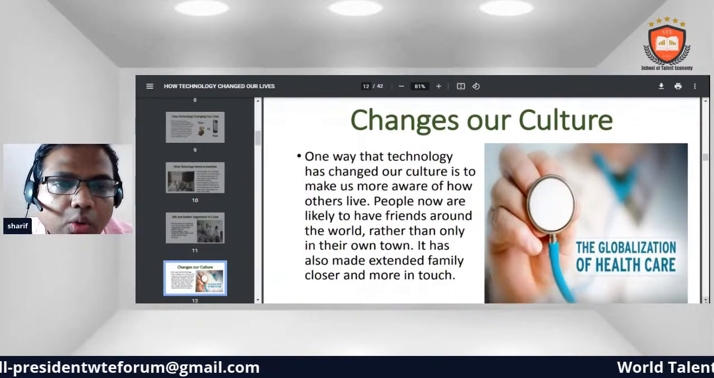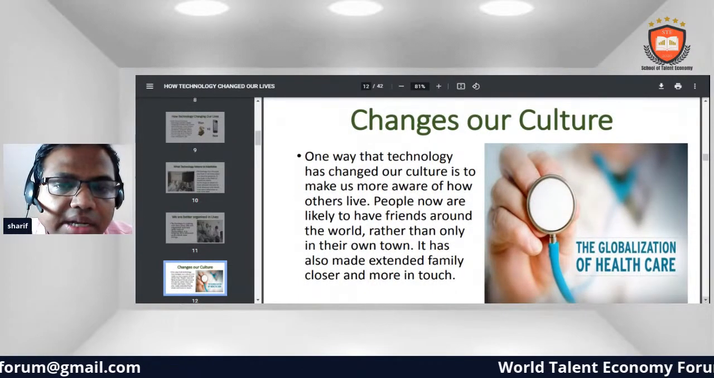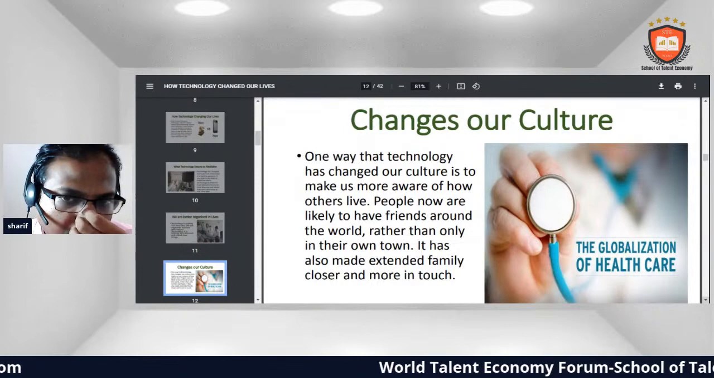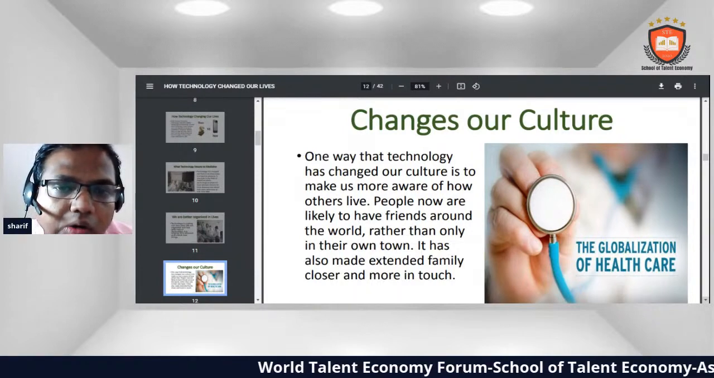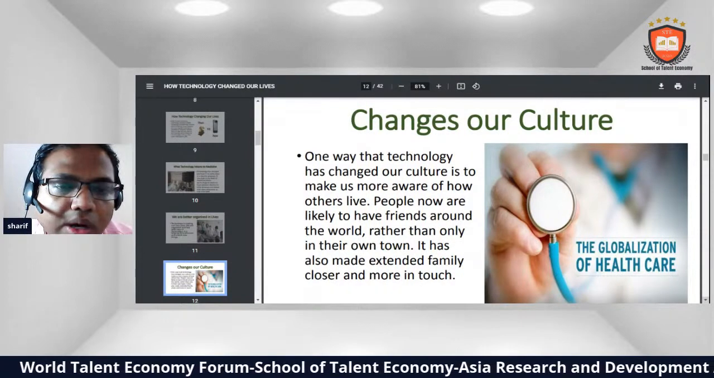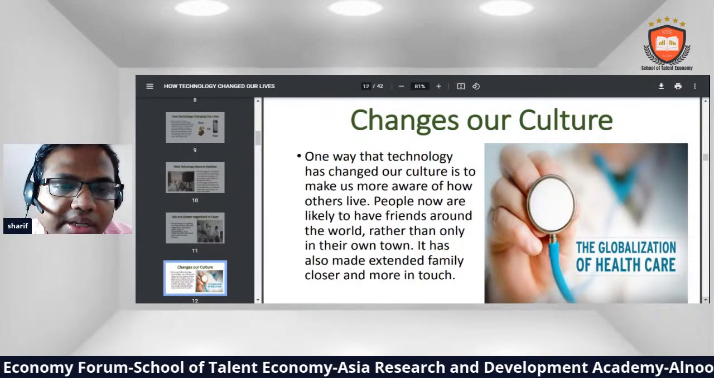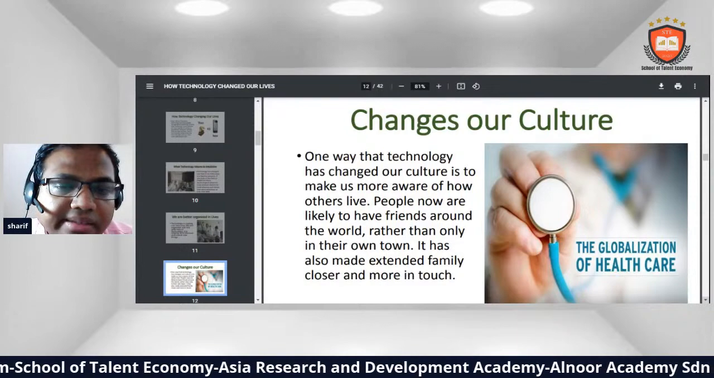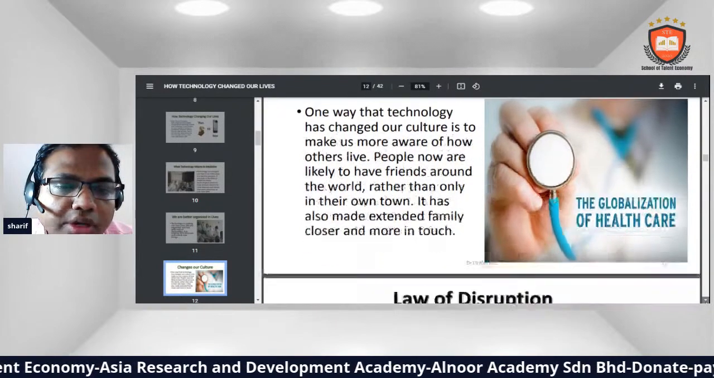Changing our culture. One way that technology has changed our culture is to make us more aware of how other people live. People now are likely to have friends around the world rather than only in their own town. It has also made extended family closer and more in touch.